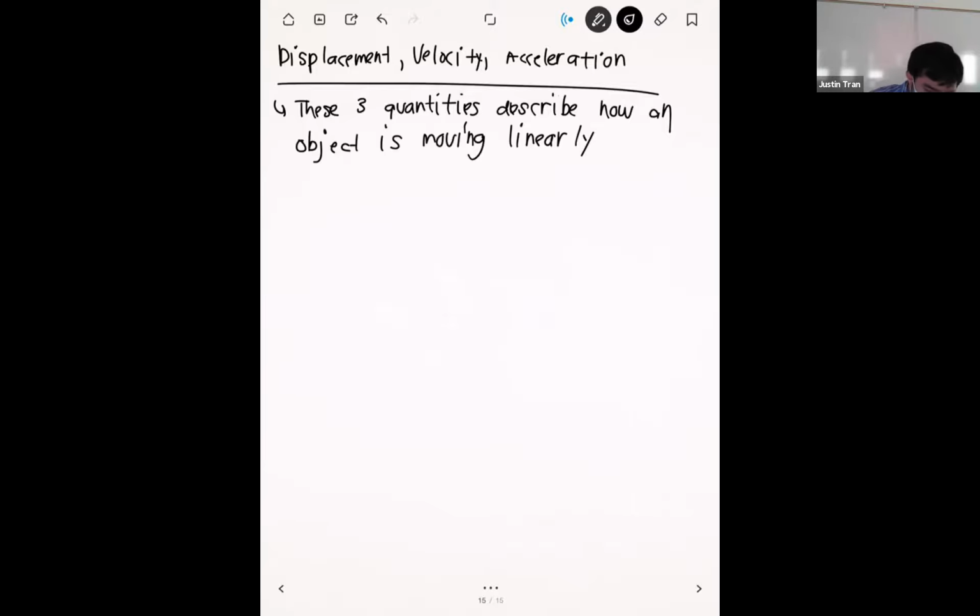All right, and so let me just give a quick definition for these three, okay? And we'll talk about how they're related. I think we have time to do one more example before we head out for today.